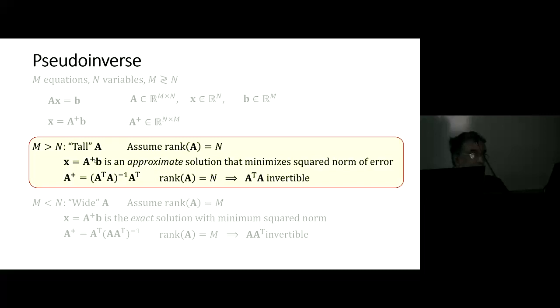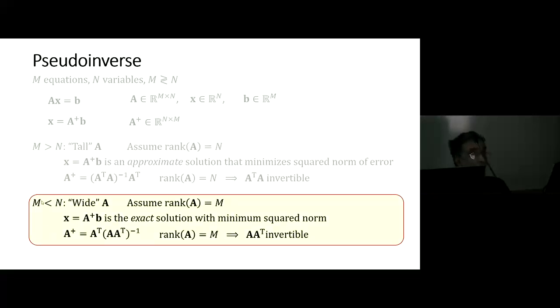And the A pseudo-inverse formula is this: A pseudo-inverse is (A transpose A) whole inverse times A transpose. The rank of A is n, right? Therefore, A transpose A is an n by n square matrix. It's invertible. So A transpose A is an invertible matrix. So this expression holds.